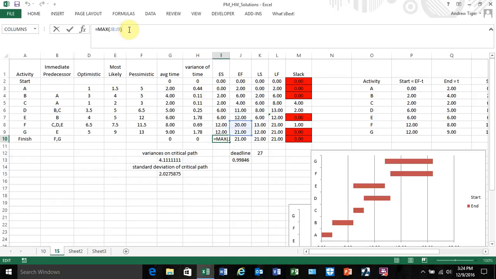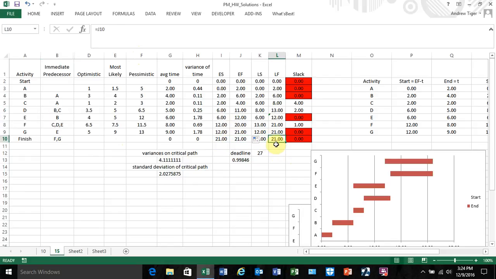We do have a finish node. So it's the max of F and G. And how do I know it's F and G? Because if it's not listed here, then it's going to be linked to the finish node. So F and G. All of these should be the same.